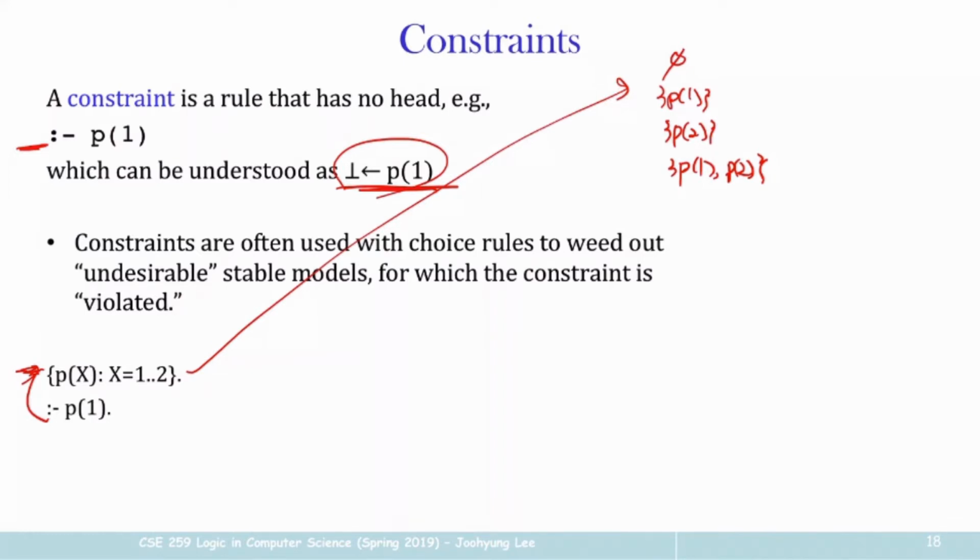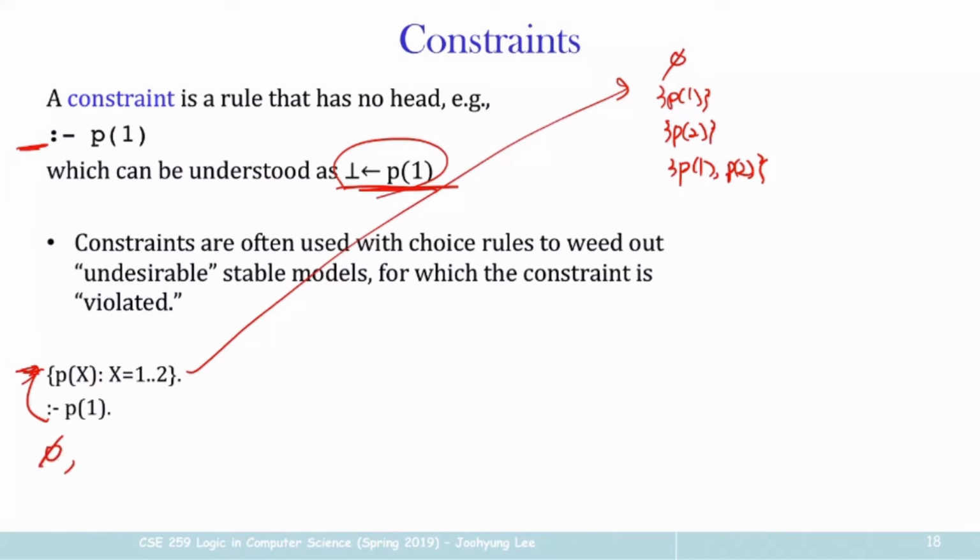So remember, when you add this constraint, you're only removing some stable models of the original program that violate the constraint. In other words, among these 4 stable models, if it contains P of 1, then you are going to remove it. Then the remaining ones will still be stable models. So what could be the stable model? Empty set does not satisfy P of 1. In other words, it does not violate this constraint. So empty set is a stable model.